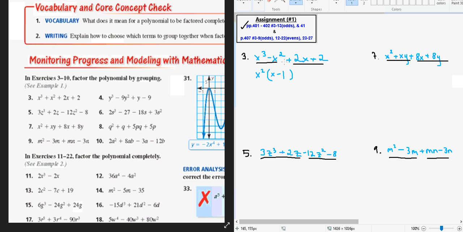these pair of terms. On the next one, the greatest common factor is a 2, so I'm going to put plus 2 because it's a positive 2. And then what remains when you factor out a 2, on this one, it's going to be an x plus 1.